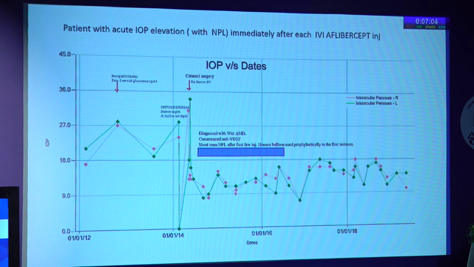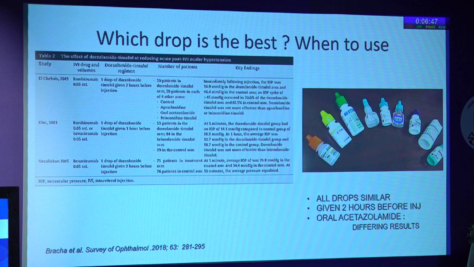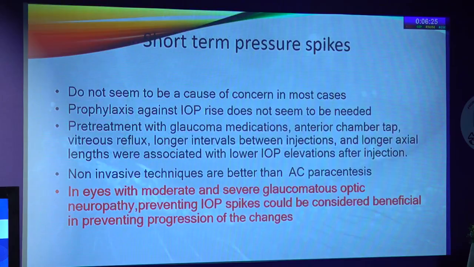But we also have patients where the pressure doesn't rise. After injection, there's a one-eyed patient whose pressure would be in the 20s, 30s, and then it would go to no PL. So we tried using a Honan balloon, which you're all familiar with, but then found that just using a simple intraocular pressure lowering drop that we use for glaucoma, given 2 hours before, seems to work equally well. Sometimes you think maybe I'll inject just that little bit less, but that also does work. And the effect of these glaucoma drops lasts even up to 2 hours after the injection. So it doesn't matter which drop you use, but it works.